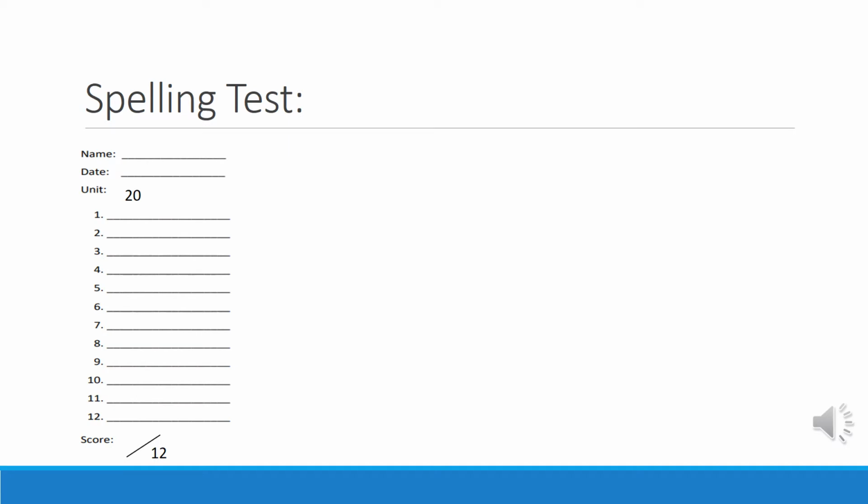Are you ready? The first word we have: neighborhood. Neighborhood. Number 2. Backwards. Backwards. Number 3. Freedom. Freedom.